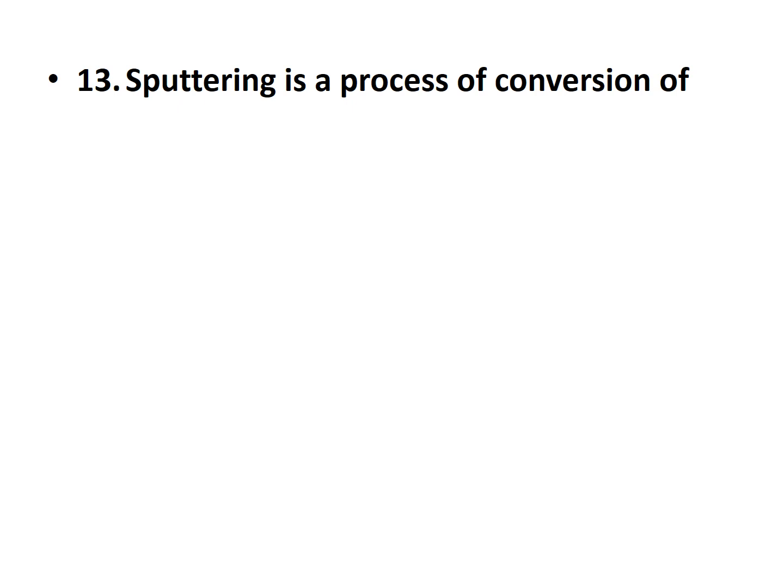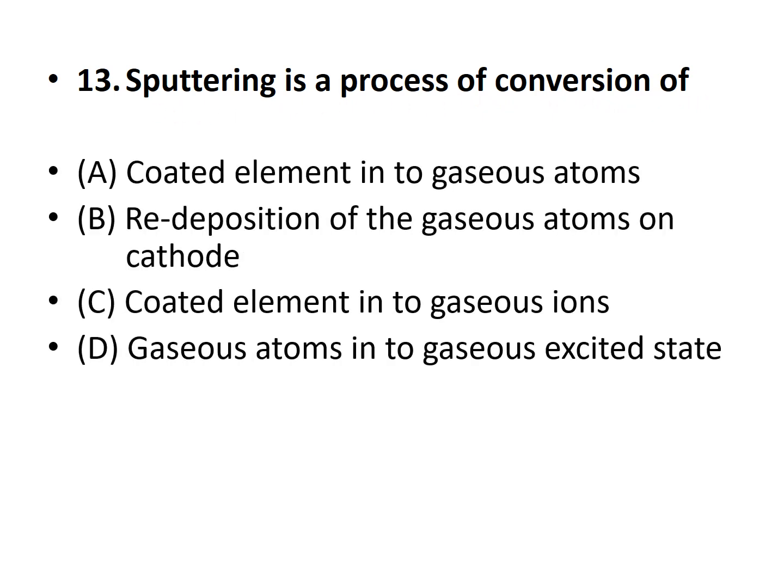So here is the sputtering question again, which I explained earlier. Let's see it again. The statement is, sputtering is a process of conversion of. So what is done in the process of sputtering? Let's see the options. In sputtering, actually coated elements are converted into gaseous atoms.